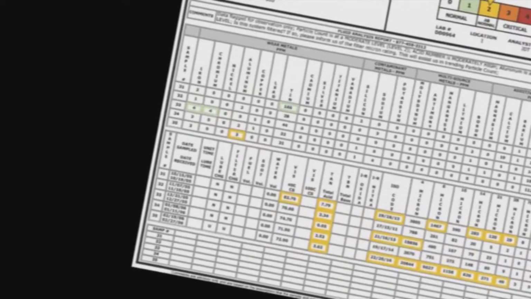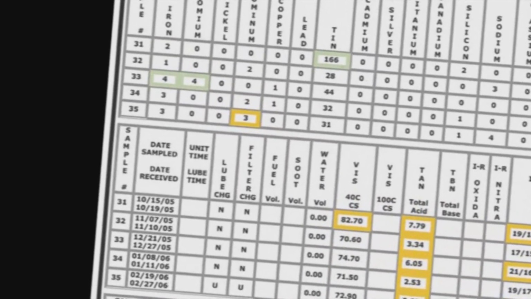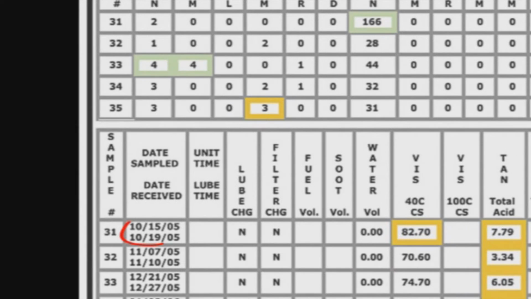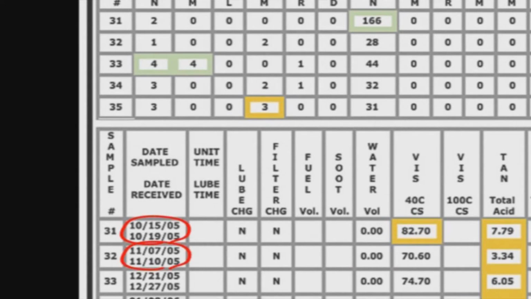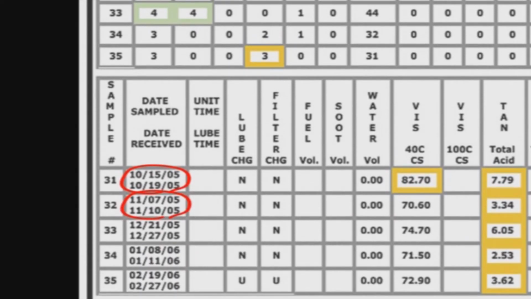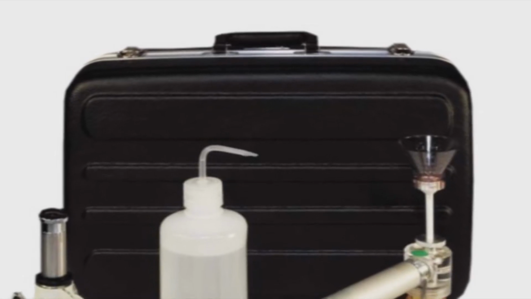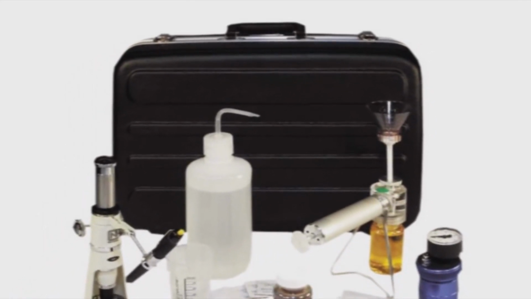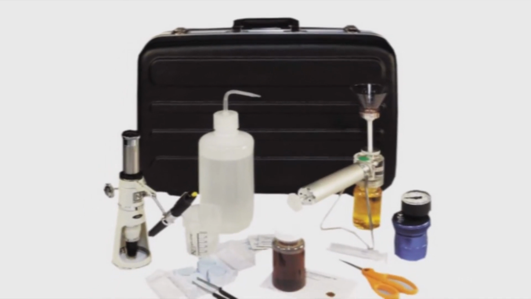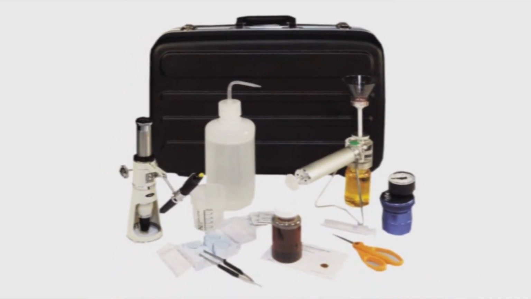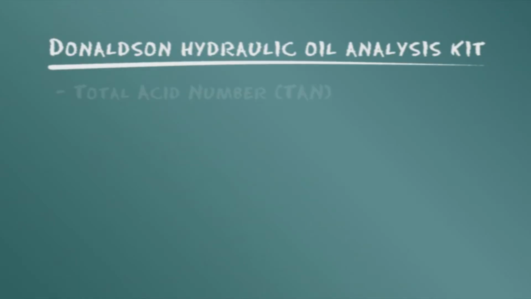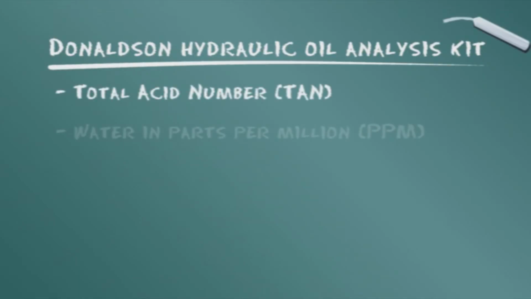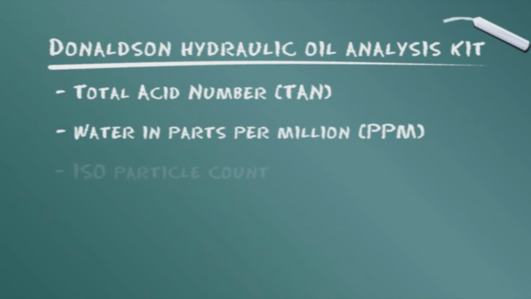Once you have started sending in samples from a hydraulic component for Donaldson oil analysis, an ongoing record is started. Successive reports will repeat earlier report data for comparison and trend management. There is also a Donaldson hydraulic oil analysis kit for basic on-site monitoring of systems. The kit is typically used on industrial and heavy-duty equipment. It provides TAN, the total acid number, water in parts per million, and provides the ISO particle count.